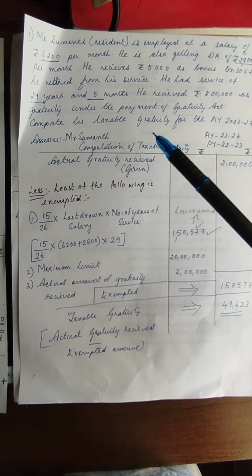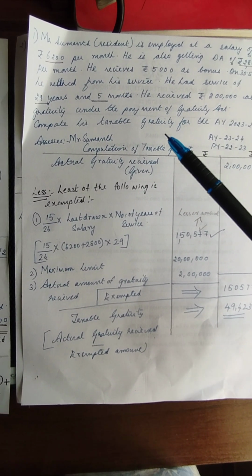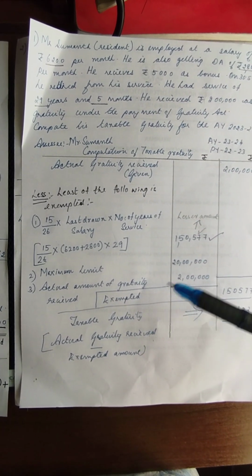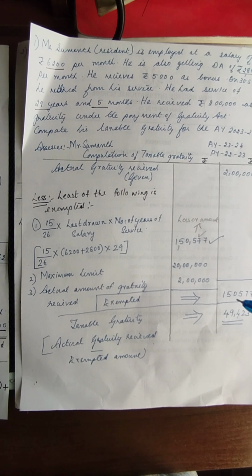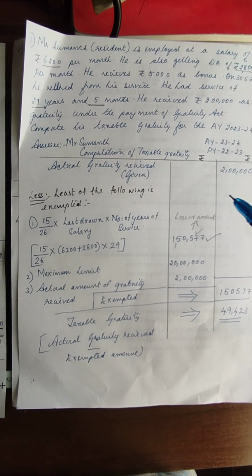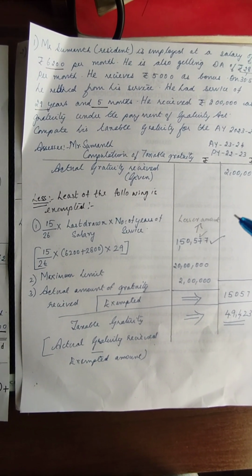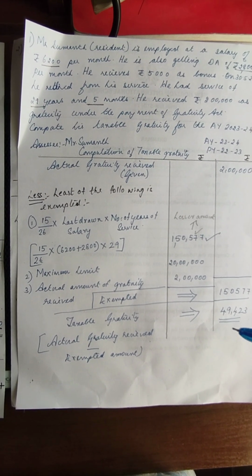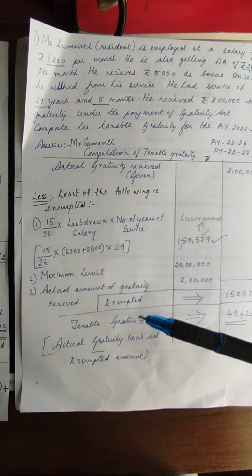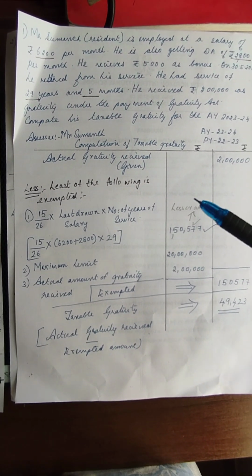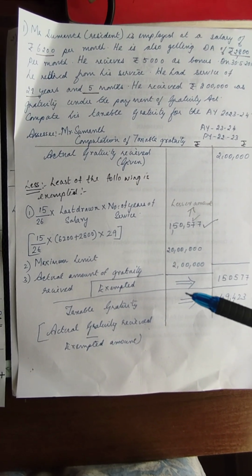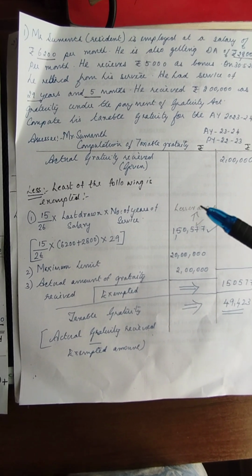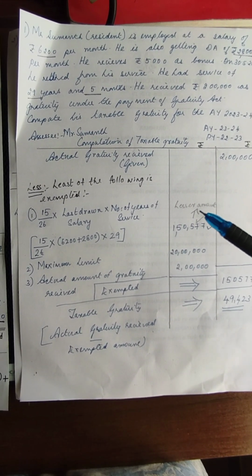But what was the question being asked? Taxable gratuity. In order to get the taxable gratuity, we have to deduct this 1,50,577 from the actual gratuity of 2 lakh. So the result is 49,423, and that is the taxable gratuity. This is how you calculate the taxable gratuity for gratuity under the Payment of Gratuity Act.